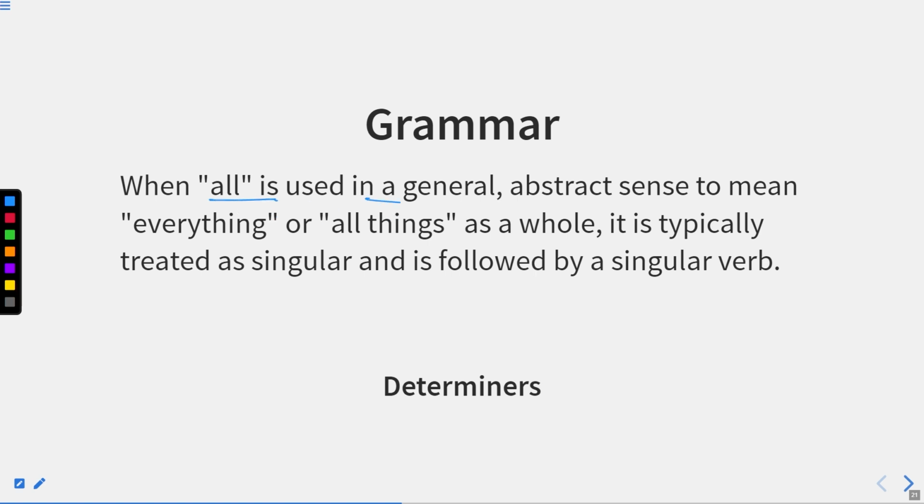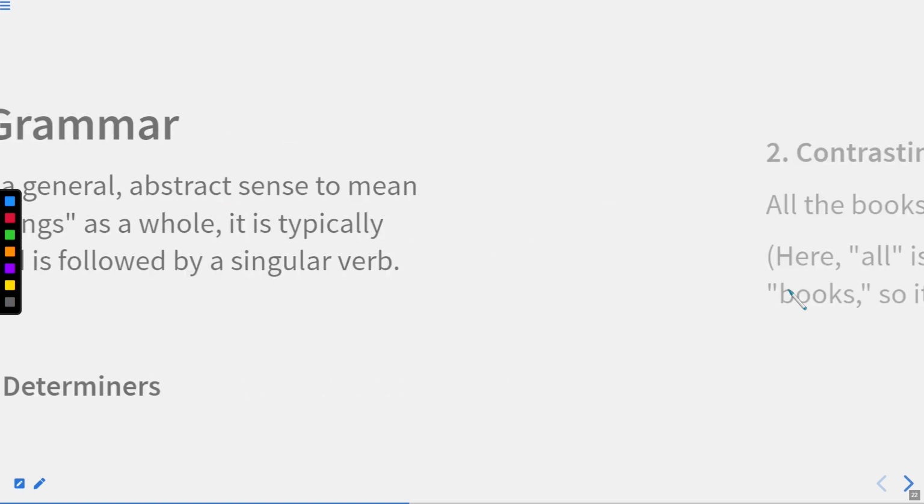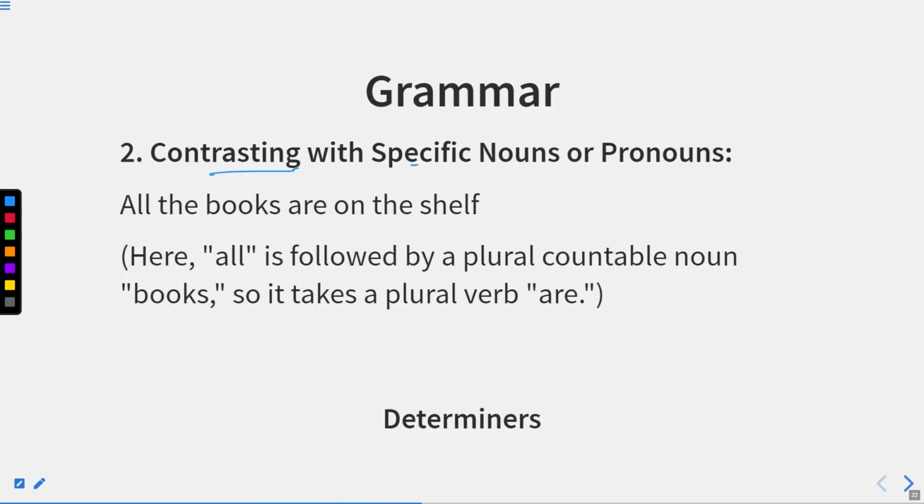When all is used in a general, abstract sense to mean everything or all things as a whole, it is typically treated as singular and is followed by a singular verb. Contrasting with specific nouns or pronouns: all the books are on the shelf. Here all is followed by a plural countable noun, books. So it takes the plural verb are.